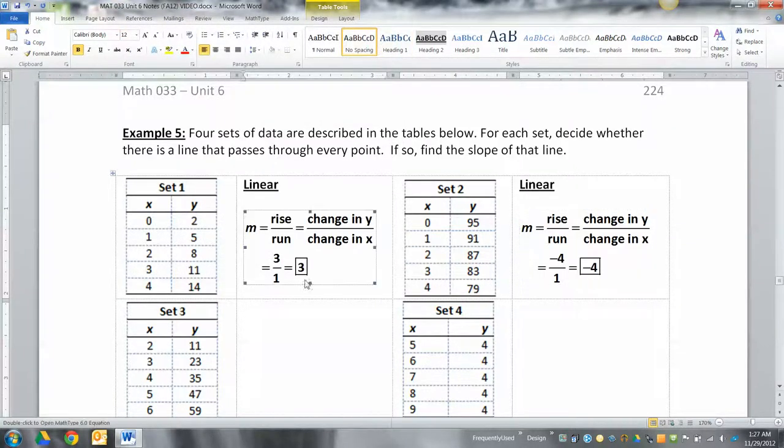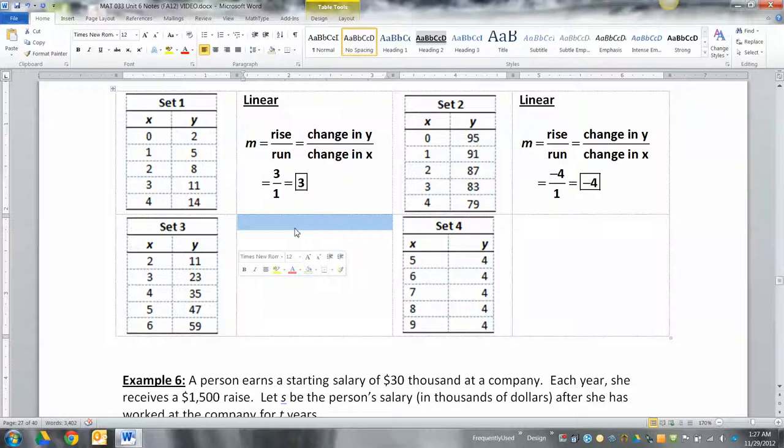Okay, now again, look back over here. That change in y was positive 3, positive 3, positive 3, positive 3. That's a sign that it's linear. Increasing by 3 every time here when the x is consistent. And here, decreasing by 4, right? All right, what about down here?